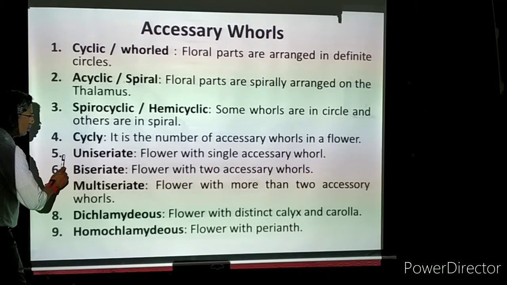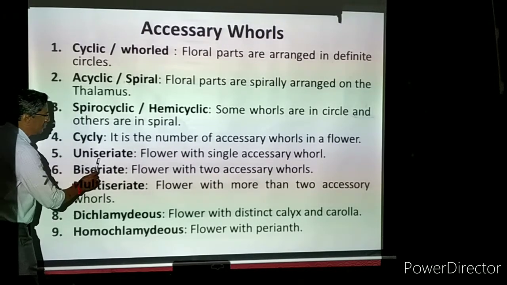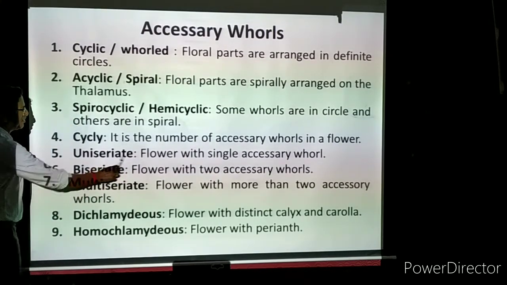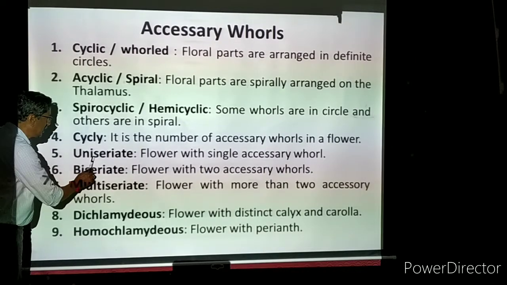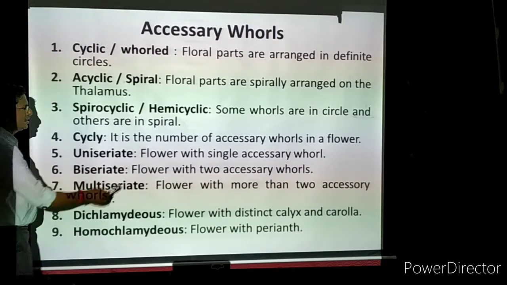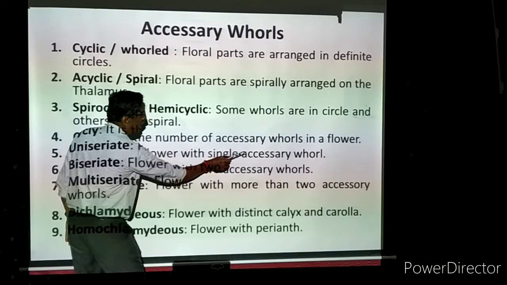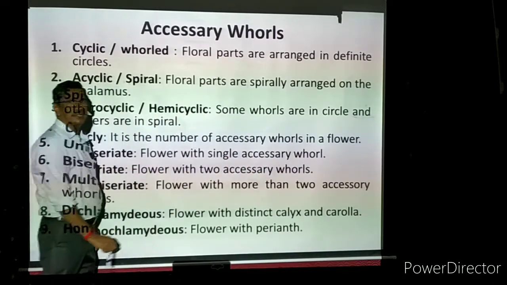Now we will talk about uniseriate. Seriate means number of circular arrangements or number of cycles. Uni means single, only one circular arrangement you can see. Flower with a single accessory whorl, only one accessory whorl will be present.